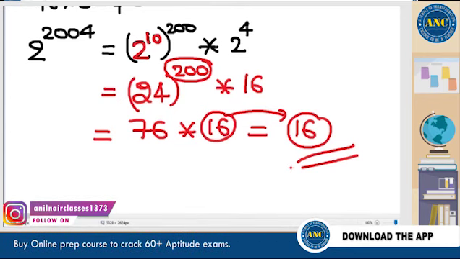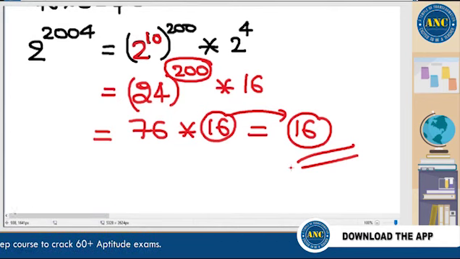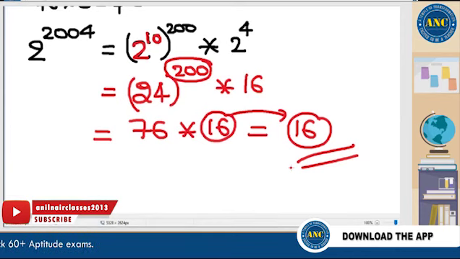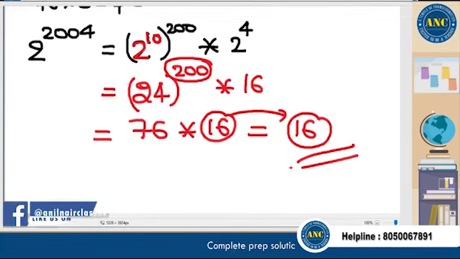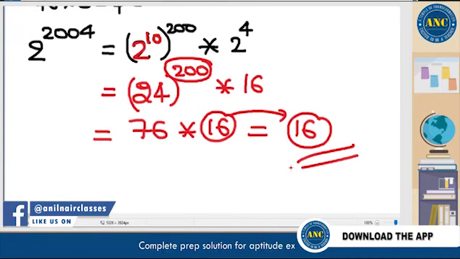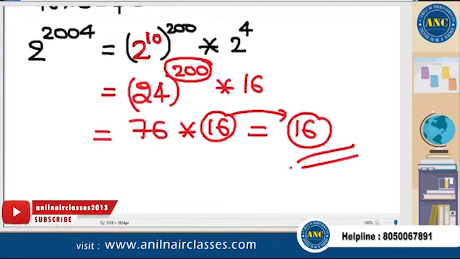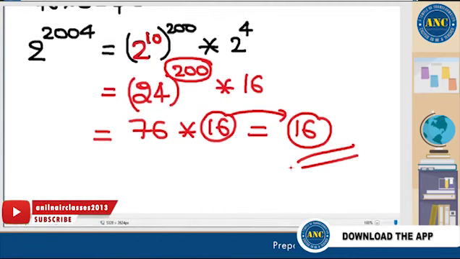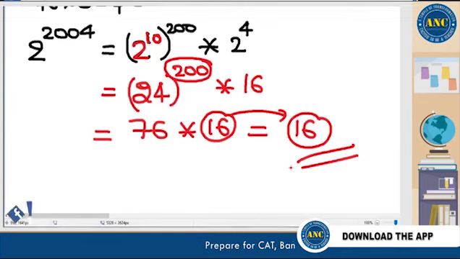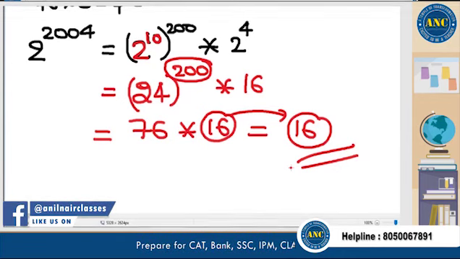Vinod, we will take it, sir. We will go step by step. First question answer is 16. Very easy question to solve. (2 power 10) power 200 into 2 power 4. 2 power 10, last 2 digits is 24. 24 power even number is 76. 76 multiplied with 16, which is a power of 2. Last 2 digits is 16.